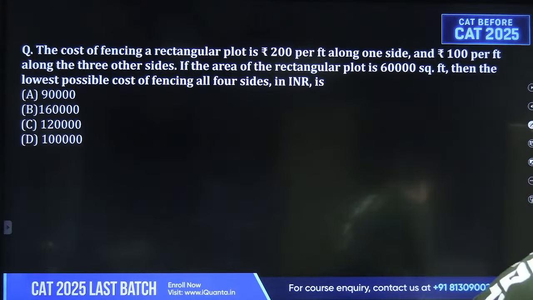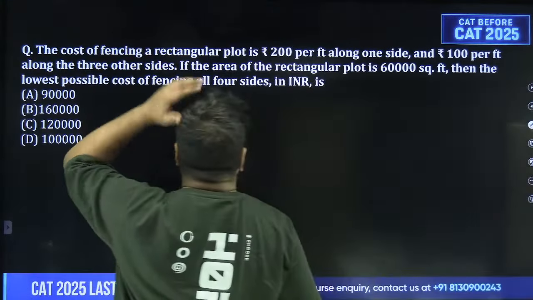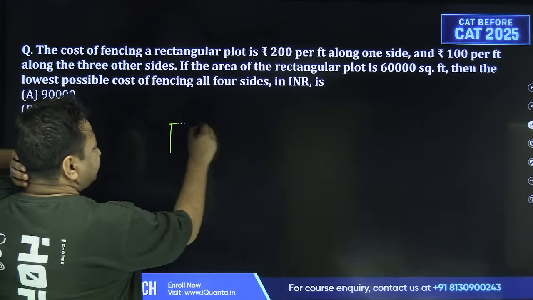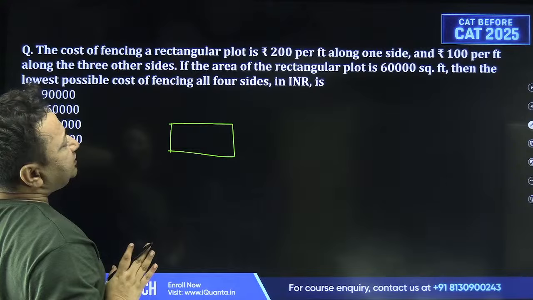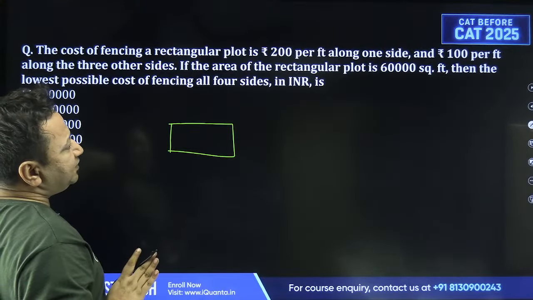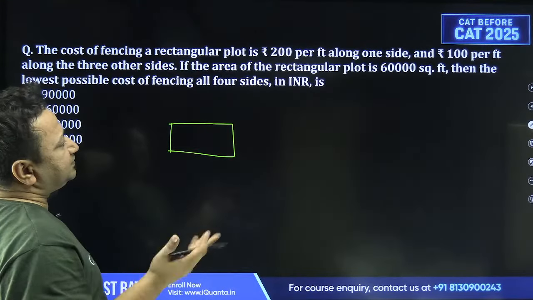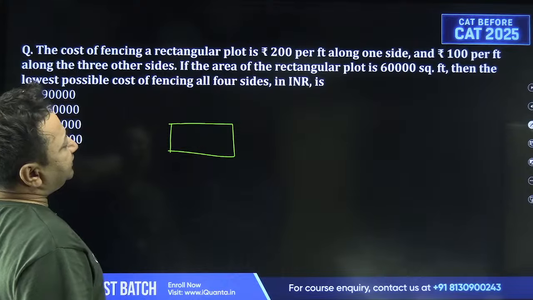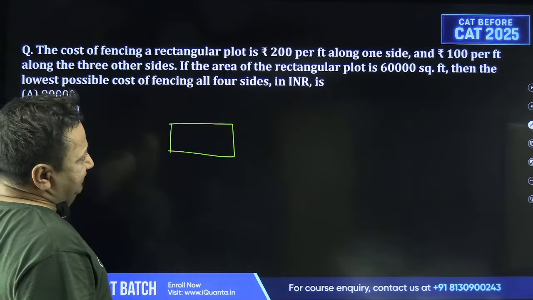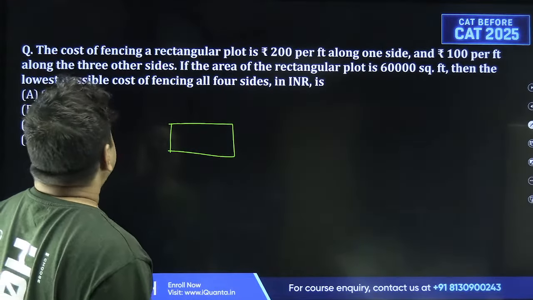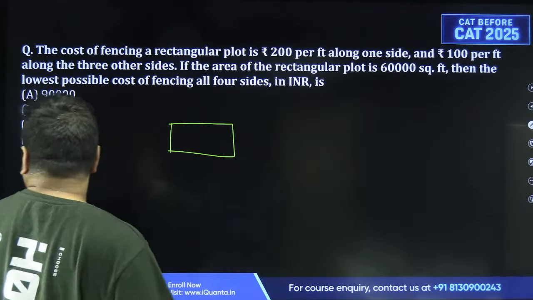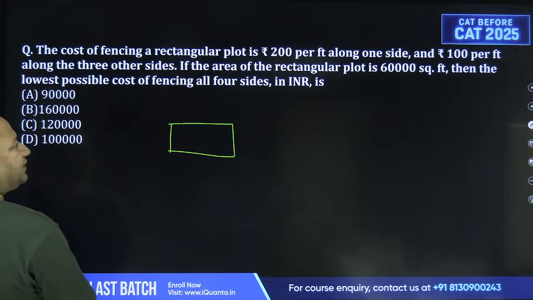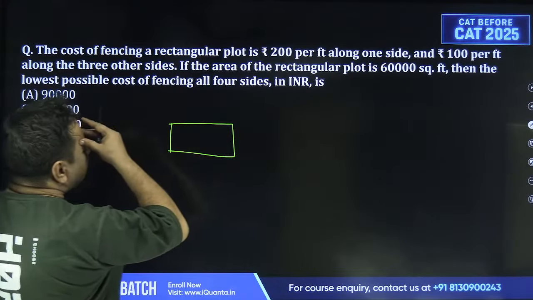Okay. And how many of you are not able to solve it at all? The question is like this. We have a rectangular plot where they're charging 200 rupees per feet along one side and 100 rupees per feet along the other three sides. If the area of the rectangular plot is 60,000 square feet, then the lowest possible cost of fencing all four sides is equal to what? All right. So I can do one thing.